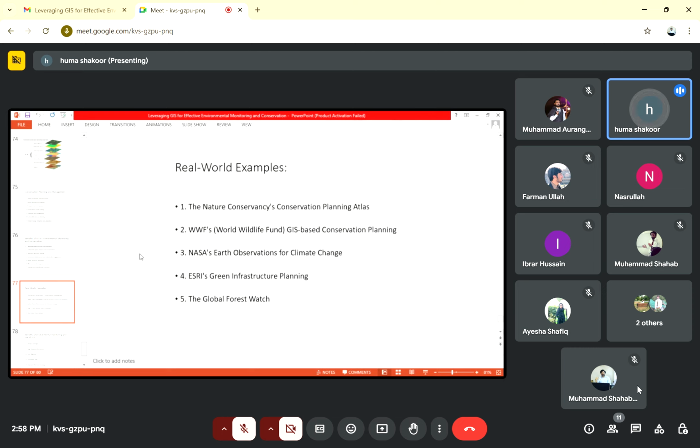What are the real world examples which are working to protect the environment and the natural resources? The Nature Conservation Planning Atlas, the WWF, World Wide Fund for Nature, GIS based conservation planning, NASA Earth observation for climatic change, ESRI green infrastructure planning, the Global Forest Watch. These are the real examples which work on the basis of GIS to monitor all of these environmental and natural parameters which are present in the environment.